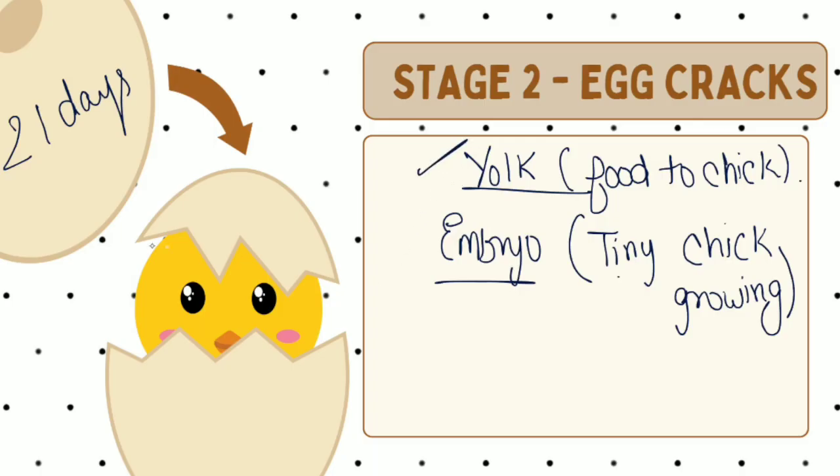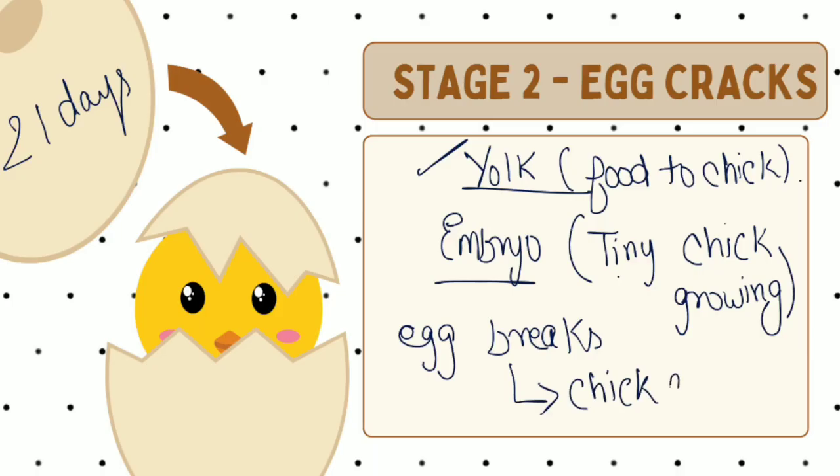Then, what happens? The eggshell cracks. The eggshell breaks and the chick comes out. Egg breaks, then the chick comes out. So this is the second stage.